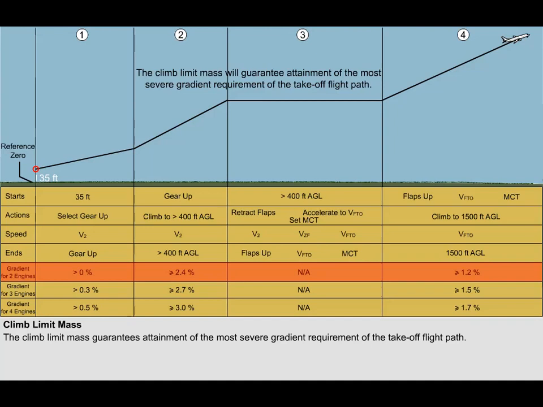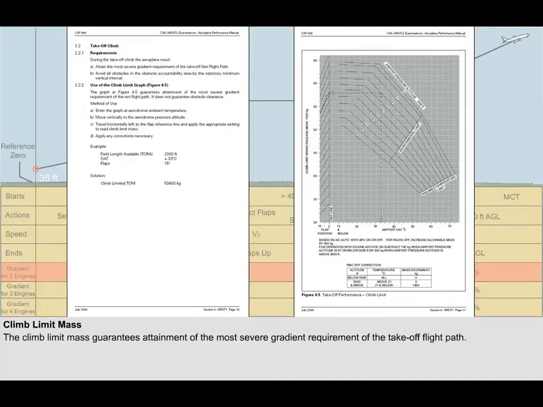Having a mass greater than the climb limit mass would mean that the aeroplane will not have sufficient performance in the event of engine failure to achieve the climb gradient requirements. The graph to calculate the climb limit mass is on page 11 of section 4 in CAP 698. We have worked through an example in the previous lesson, but nonetheless, ensure you're confident in being able to use this graph.